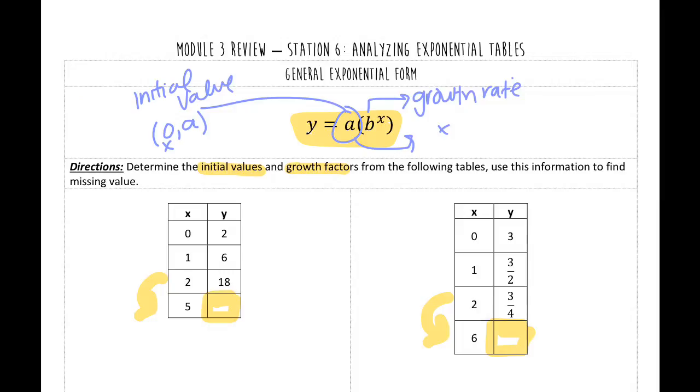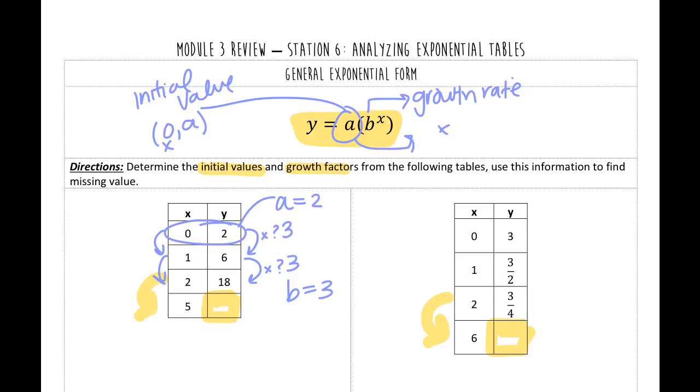So the first thing I want to find is the initial value, and that happens when x is 0. So right away I know my initial value A is 2. Now the next part can sometimes be pretty easy, or it's sometimes not as clear to see, but I want to ask myself, what do I have to multiply by 2 to get 6? And then what can I multiply by 6 to get 18? And because these are moving by 1s, it should be the same number. So I know I can multiply 2 by 3 to get 6, and I do know that 6 times 3 does give me 18. So I've just found that B is 3.